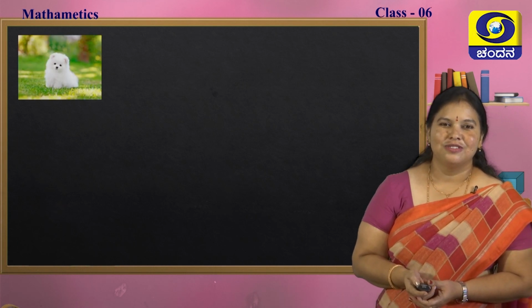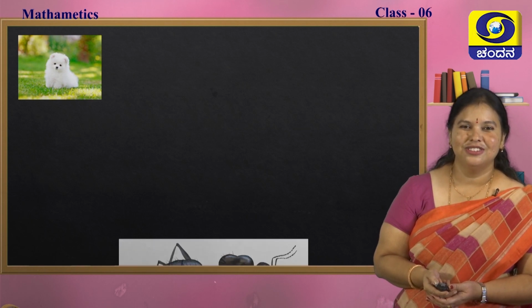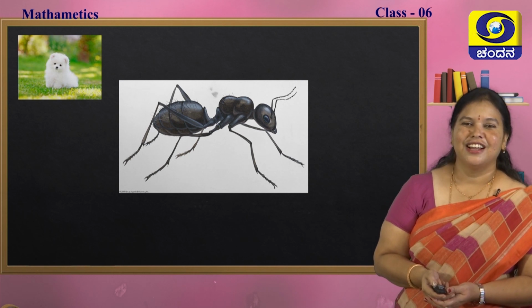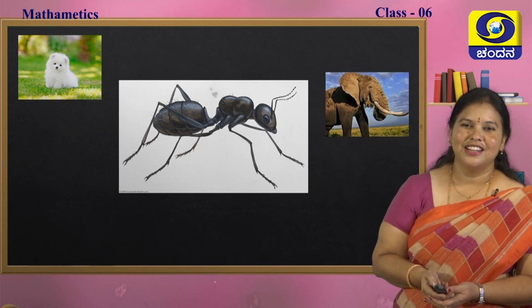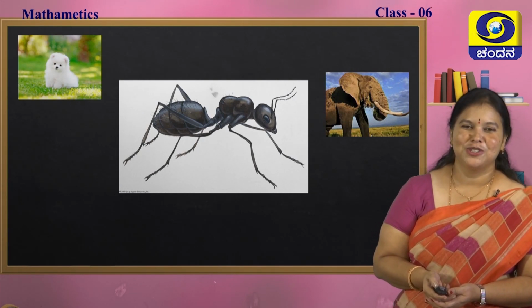Well, students, you all know how to make numbers. Oh, we can see a cute puppy here. Yes, it is very cute, no? What will come next? Ant. Yes. And then here comes the elephant. They are all beautiful animals, no?